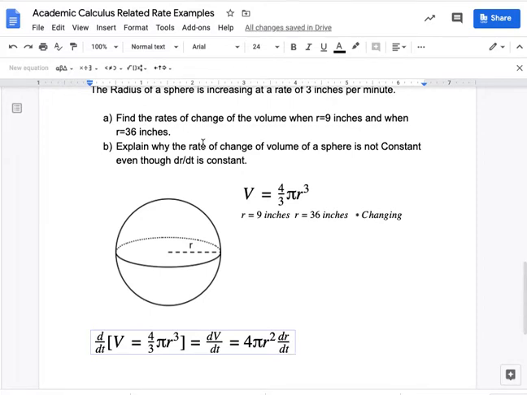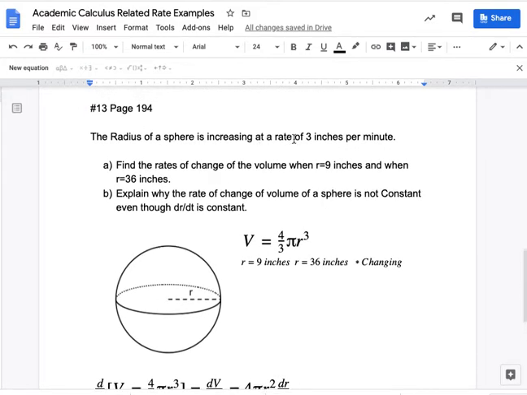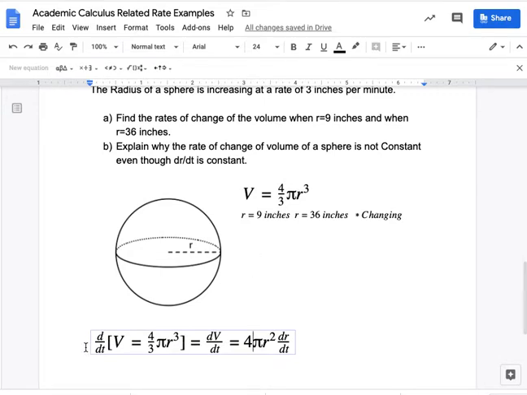And now we've got our equation, and as we take a look through it, we're trying to find the rate of change of volume. That's going to be our outcome. We have been given a dr/dt to plug in. We didn't note that. We should have noted that. The radius of a sphere is increasing at a rate of 3 inches per minute. So let's go back up here and add that in, that we know dr/dt is equal to 3 inches per minute.